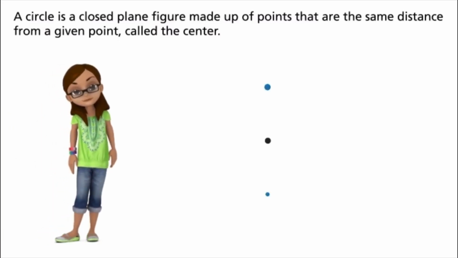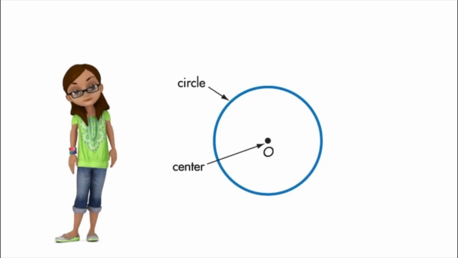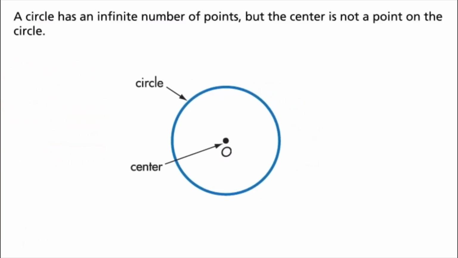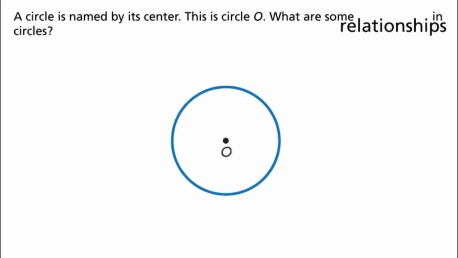A circle is a closed plane figure made up of points that are the same distance from a given point, called the center. A circle has an infinite number of points, but the center is not a point on the circle. A circle is named by its center. This is circle O. What are some relationships in circles?